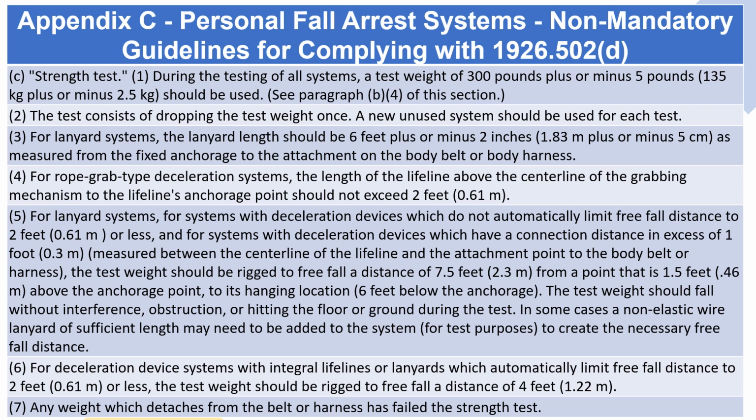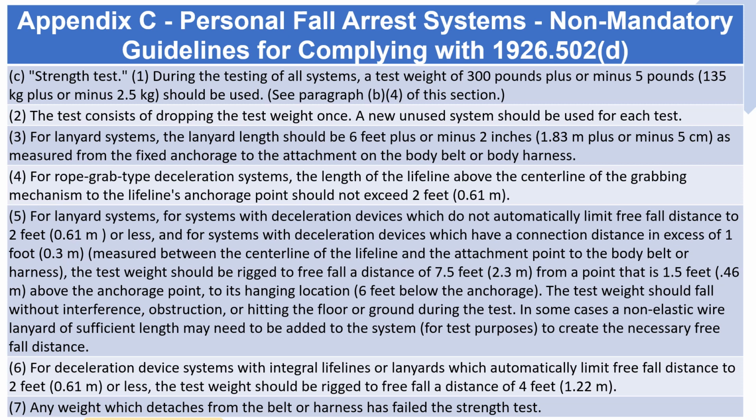3. For lanyard systems, the lanyard length should be 6 feet plus or minus 2 inches (1.83 m plus or minus 5 centimeters), as measured from the fixed anchorage to the attachment on the body belt or body harness. 4. For rope grab type deceleration systems, the length of the lifeline above the centerline of the grabbing mechanism to the lifeline's anchorage point should not exceed 2 feet (0.61 meters).